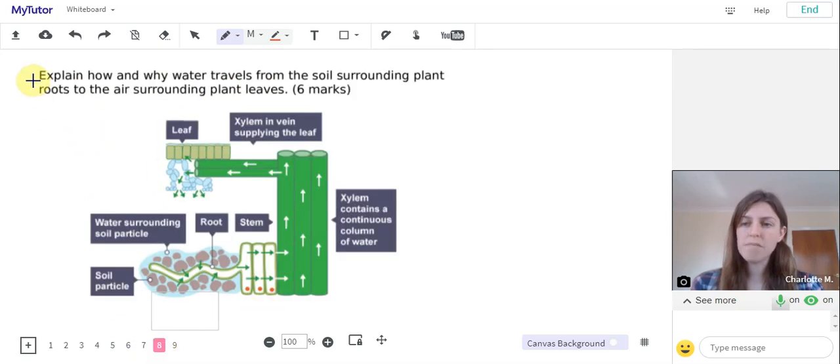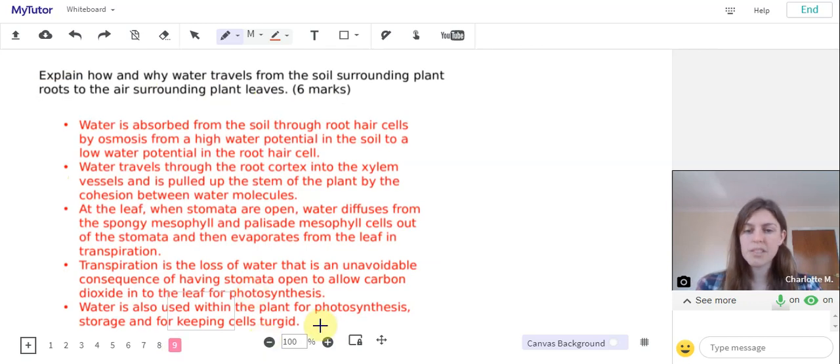And finally, explain how and why water travels from the soil surrounding plant roots to the air surrounding plant leaves. 6 marks. There's a good diagram here to remind you of some of those processes that water goes through when it's travelling up a plant. And we just need to put that into 6 points, as we've done here.